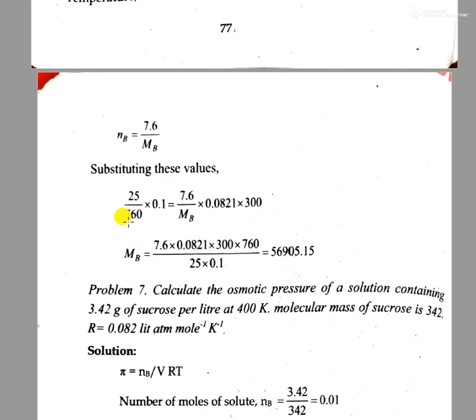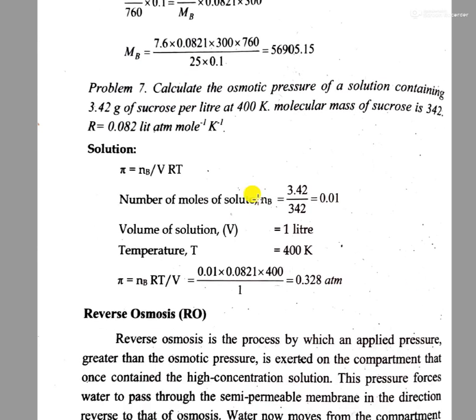This is problem 6. Now you have to take problem 7 into consideration, that is, calculate the osmotic pressure of a solution containing 3.42 grams of sucrose per liter at 400 Kelvin. The molecular mass of sucrose is 342, and the value of R, that is the universal gas constant, is also given.